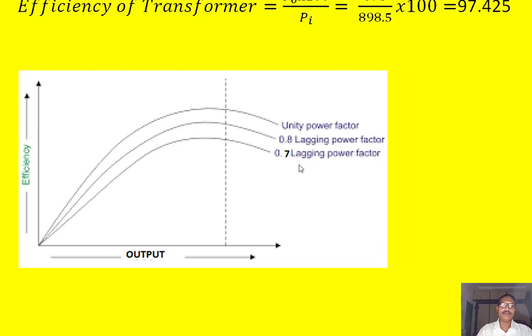In summary, to solve the problems on the Sumpner's test, first of all we have to find out the iron loss for each transformer. Then we have to find out the full load copper loss of each transformer. Next we look at the equation. If it is a full load condition, we find the full load copper loss. If it is half full load, we calculate the copper loss at half full load. And if it is 1/4 full load, we calculate the copper loss at 1/4 full load.